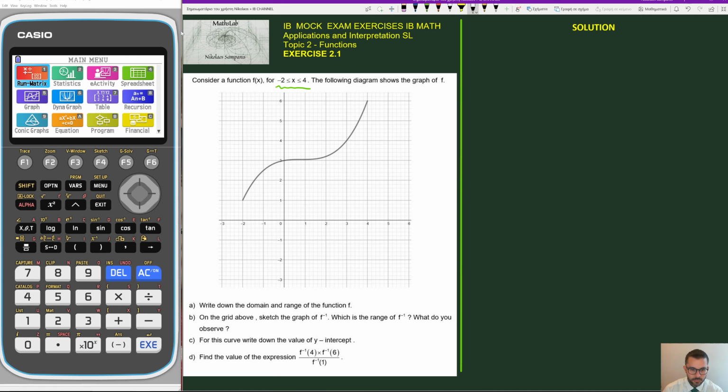So in order to write down the domain of f, we have to observe these restrictions here as far as the values of x are concerned. So the domain of f is the closed interval [-2, 4].